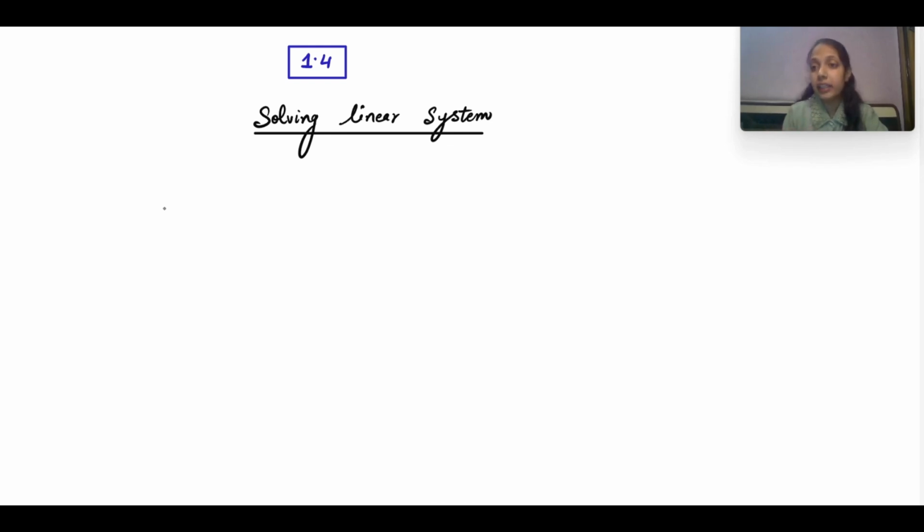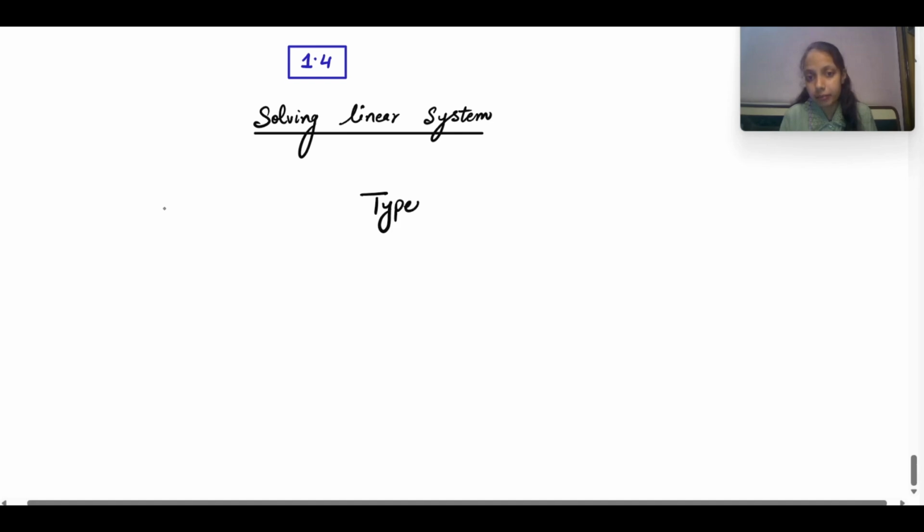Linear system means the system of equations, the set of equations in which the variable has power 1, maximum power is 1. And why are we saying system? Because it's more than one equation. So let's see, here we have to check what the solutions are and how to find them, what the possible solutions are. Every system of equations has three types of solutions.